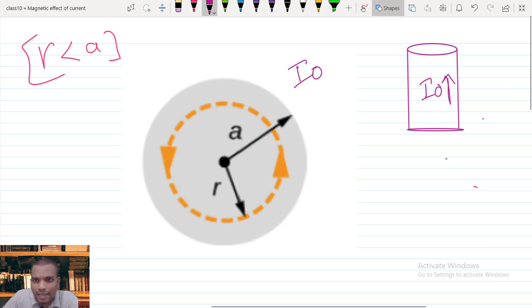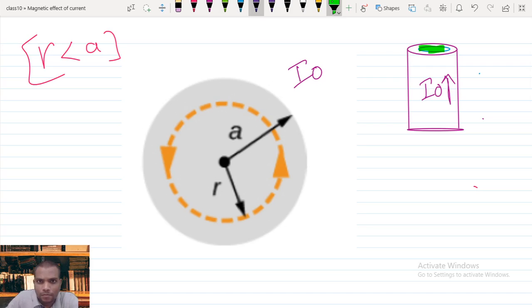Now from the top angle I consider a small loop which is inside. So this is the small loop which we consider from the inside. Here we need to find the magnitude of the magnetic field inside it. So in this present case, the small r is less than a.